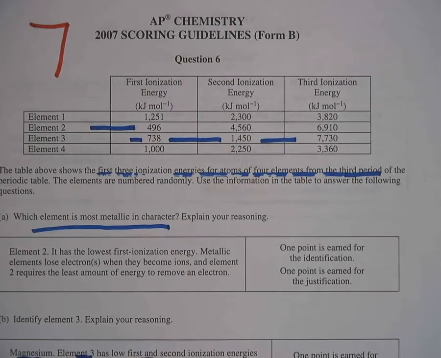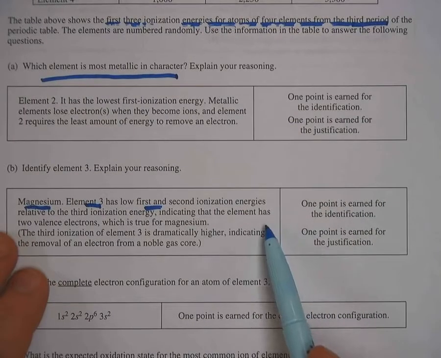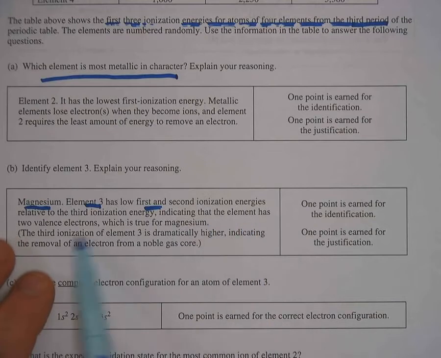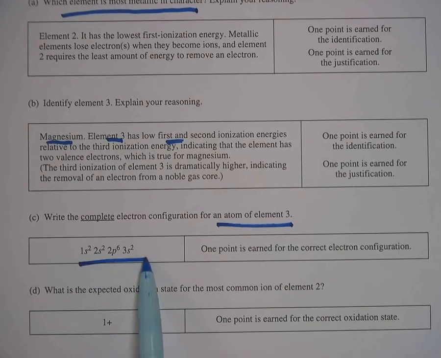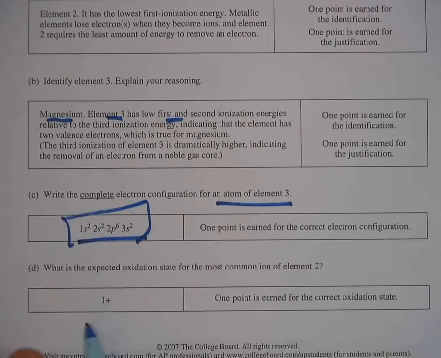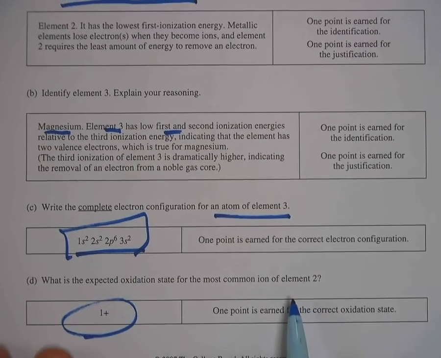Magnesium, element 3, has low first and second ionization energies relative to the third, indicating the element has 2 valence electrons, and then it has a noble gas core, and it's hard to remove. Write the complete electron configuration for element 3. So there's magnesium. What is the expected oxidation state for element 2?